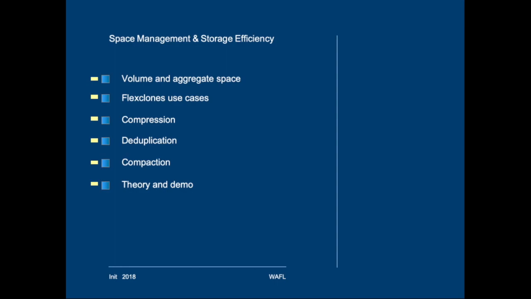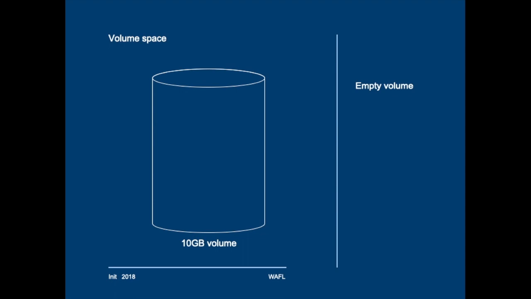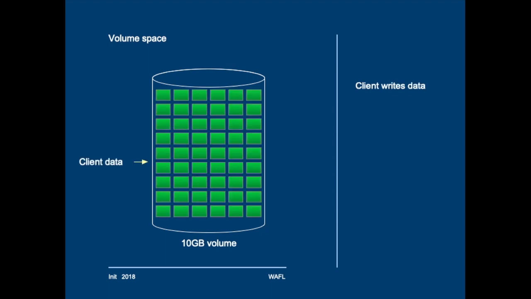So let's first start with volume space. Without enabling the efficiency techniques, the amount of data that a client writes is actually what it writes, so logically and physically. So the space that is in use is physically the same as what the client logically sees. So if a client writes 10 gigabytes of data, then that is what it is. The viewpoint doesn't matter. 10 gig is 10 gig.